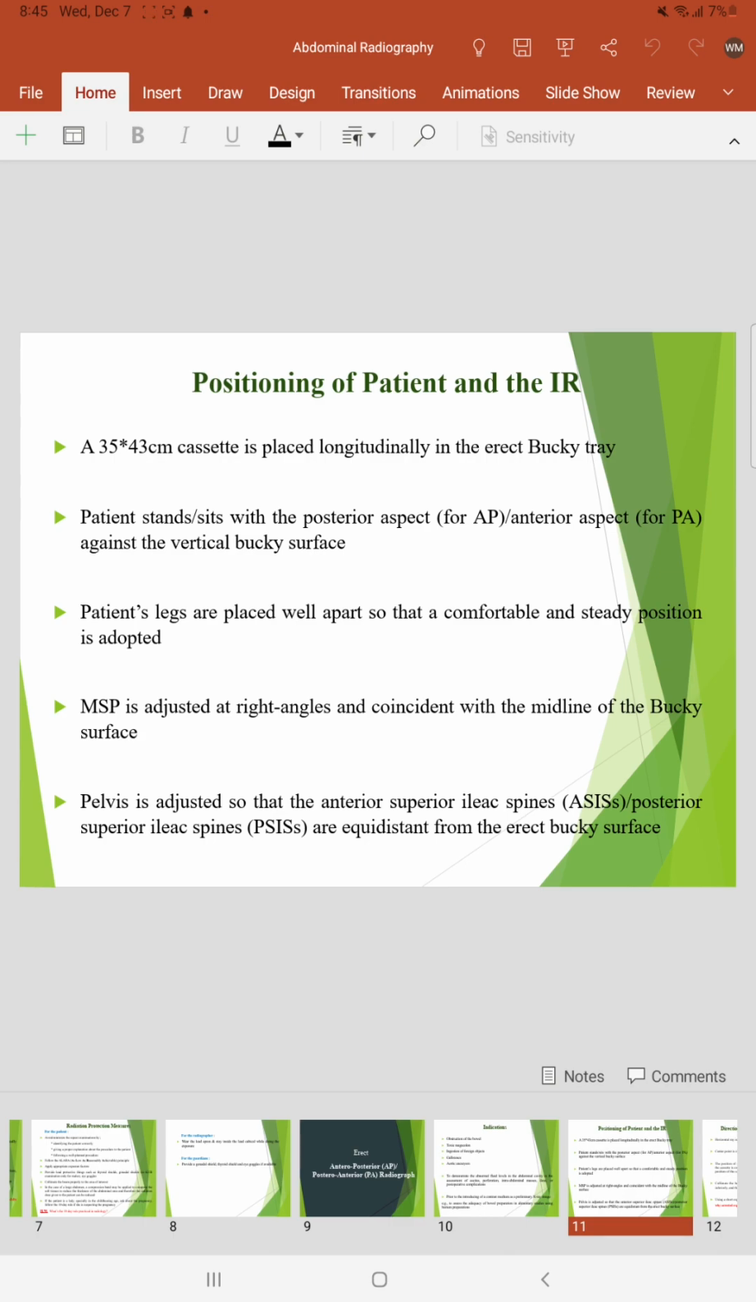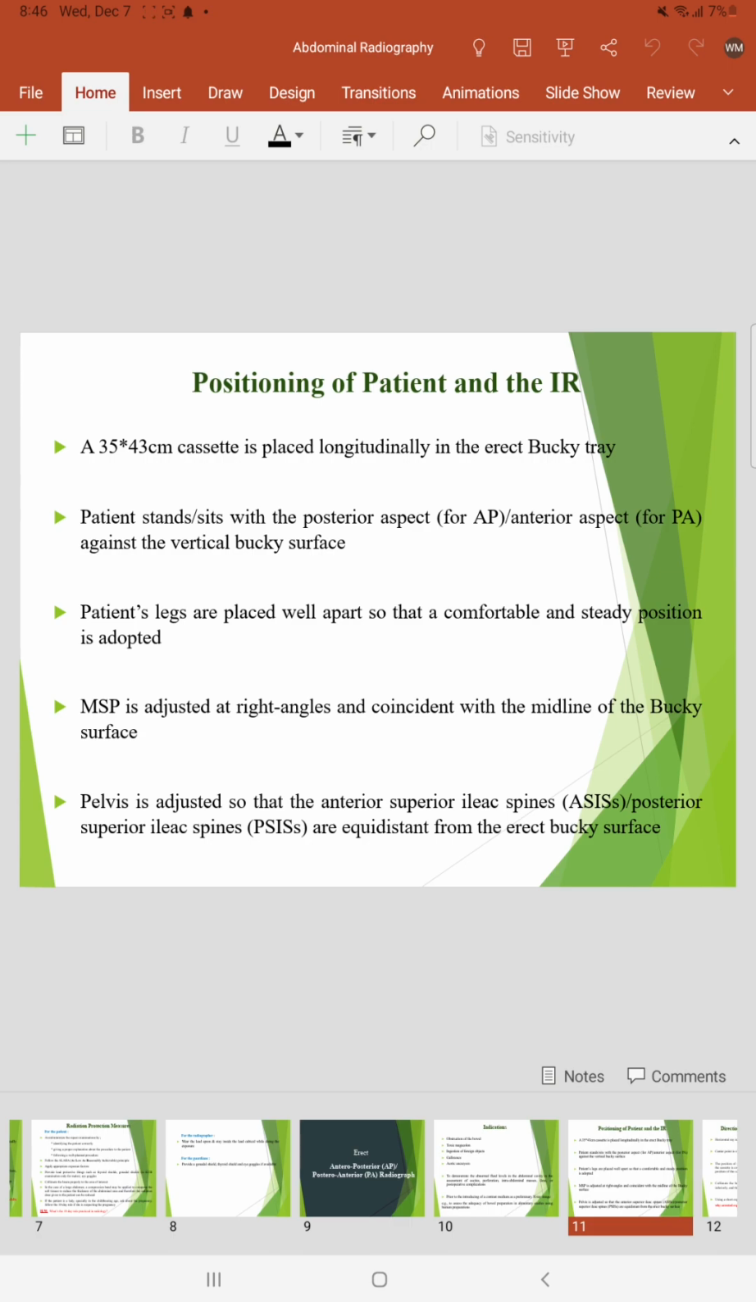Positioning of the patient and image receptor. A 35-43 cassette is placed longitudinally in the erect bucket tray. For the skull, for the chest and abdomen, we also use the cassette longitudinally. Patient stands or sits with the posterior aspect for AP, anterior aspect for PA against the vertical bucket surface.